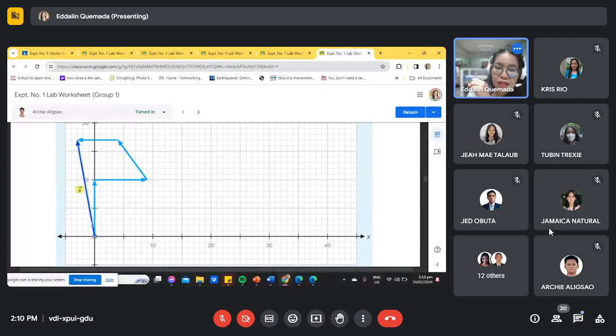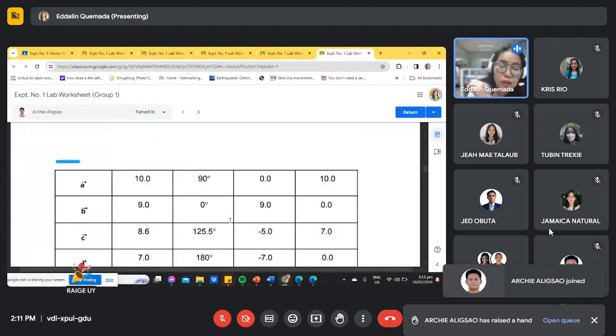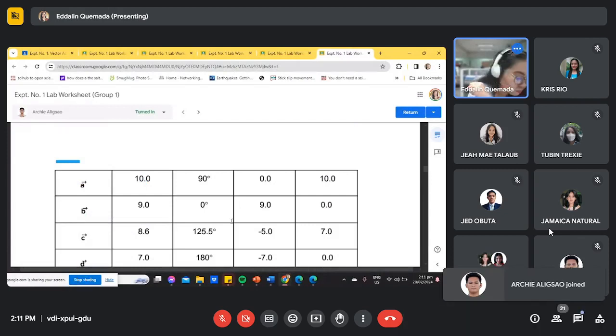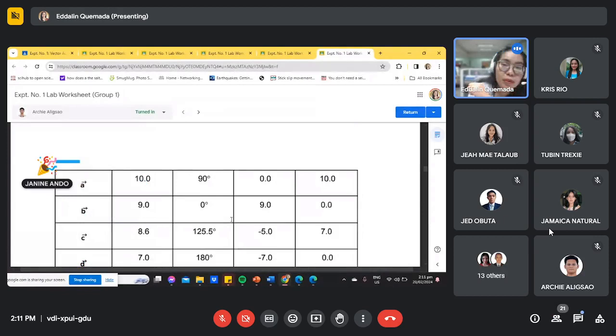Now we proceed to part B. By the way, naay mga questions? Pangutana, please. Kinsay naay pangutana? Wala? Wala ra? Can we proceed now to part B? Yes, miss. Sige. This time we will be hearing from Sowai Baguio of group 2.